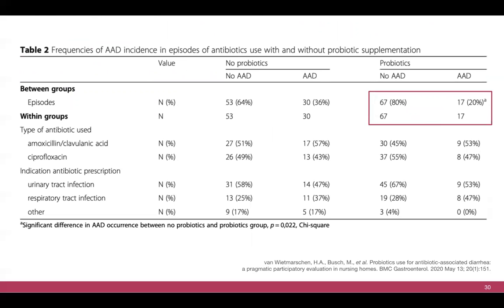This is a graphic representation of the findings of the study that I just reviewed. And as you can see, in the group of residents in the highlighted red box, the group of residents who received antibiotics and probiotics, the difference between those who did not develop AAD, 67 patients or 80%, was statistically more of an improvement than those who did develop AAD, 17 patients or 20%.